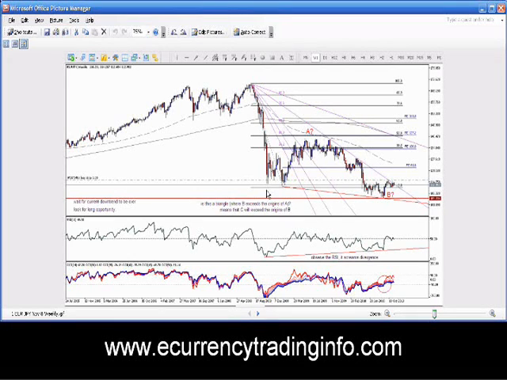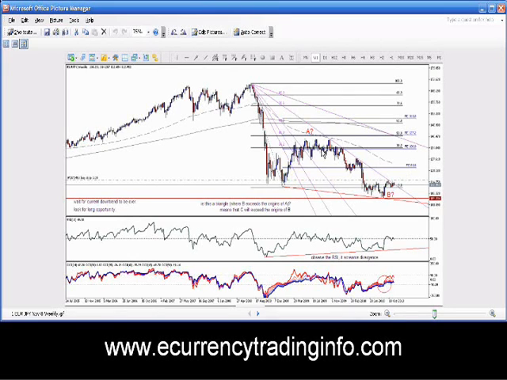Okay, now let's suppose that this is the correction and it's over. What does that mean? It means that this is wave 1 of 3, this is wave 1, and we are to expect a wave 2 of 3. So either way it should go down.